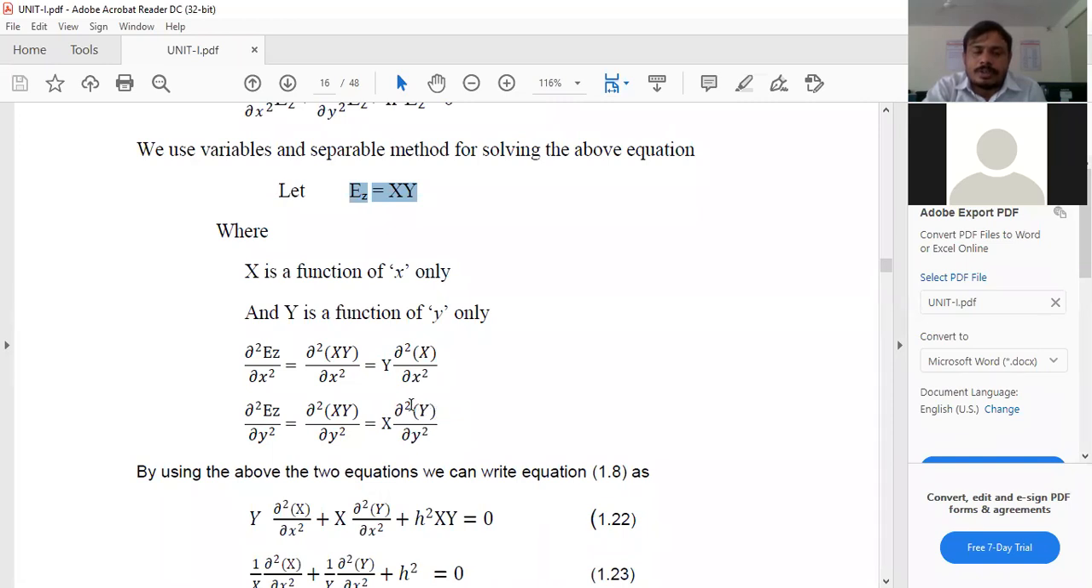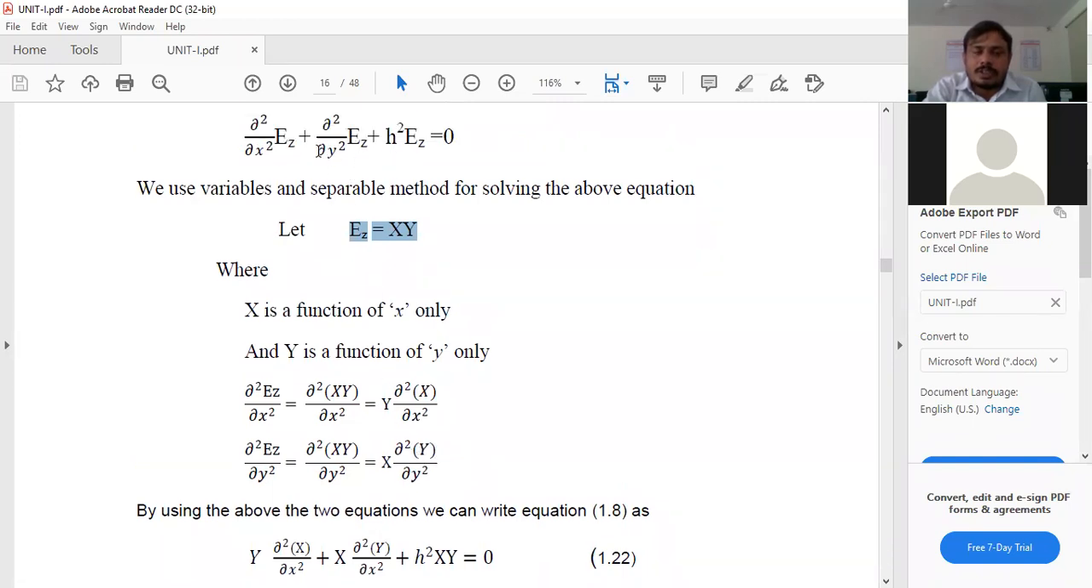Right? So substitute these two equations in the first equation. In place of ∂²Ez/∂x², you substitute Y into ∂²X/∂x². In place of ∂²Ez/∂y², we can put X into ∂²Y/∂y², plus h²Ez, where Ez is equal to XY. Substitute these things in the first equation.